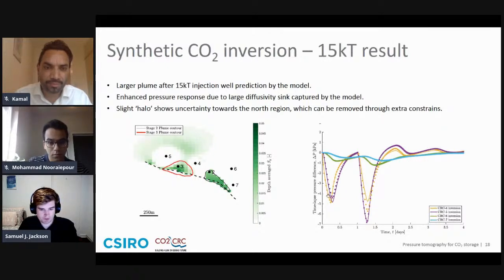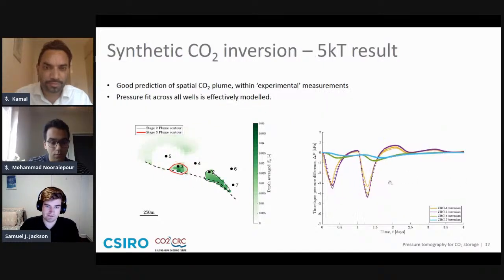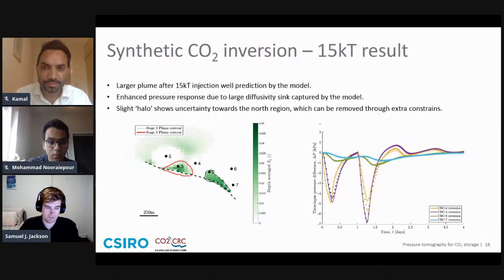You see the pressure response now is even further reduced because there's more CO2 in the domain. So if I just go back to the 5,000 result, and you see when we've injected 15,000, you see the further reduction in pressure that we get from this repeat.